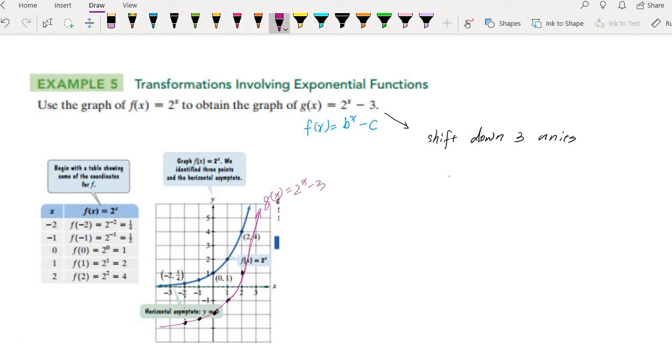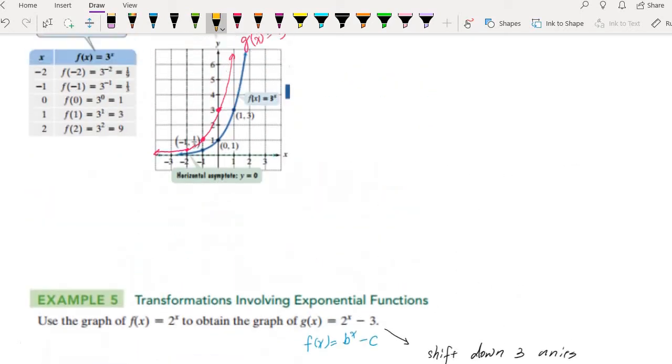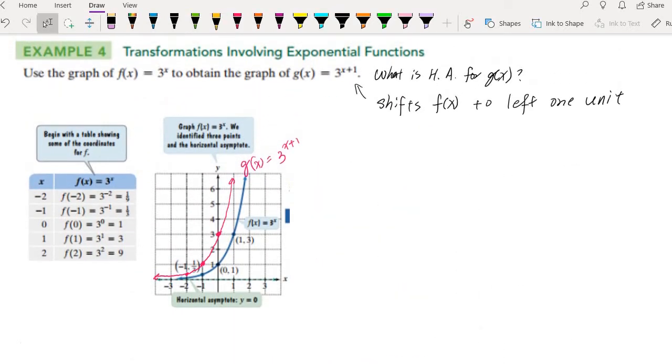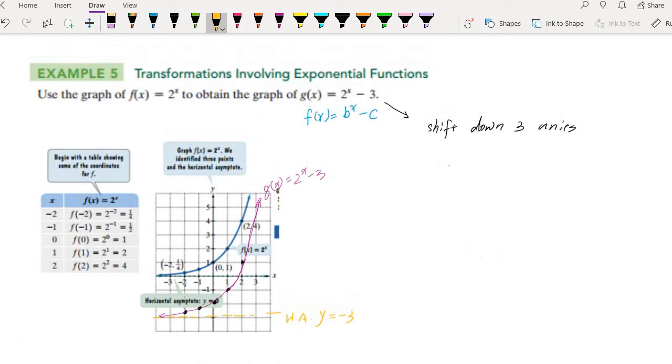Okay, I forgot to answer the question earlier. What is the horizontal asymptote in this case? If you look, we moved down 3 units, so this is our horizontal asymptote, which is y equals negative 3. Let's go back and look at the question above. In that case, what was the horizontal asymptote? We only moved to the left, so we're still going to have this piece right there. y equals 0 is the horizontal asymptote. Alright, that is the part I forgot.